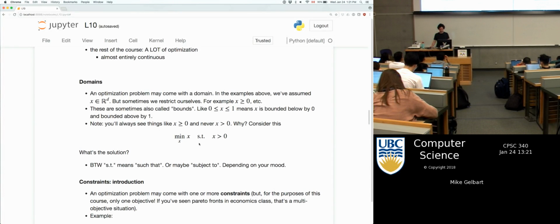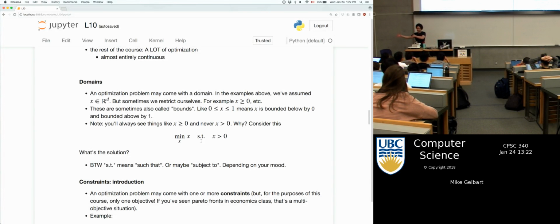Okay, this "s.t.", well, I never really figured out if it meant "such that" or "subject to", but either one makes sense. Do this such that you satisfy this. Do this subject to the constraints, whatever.